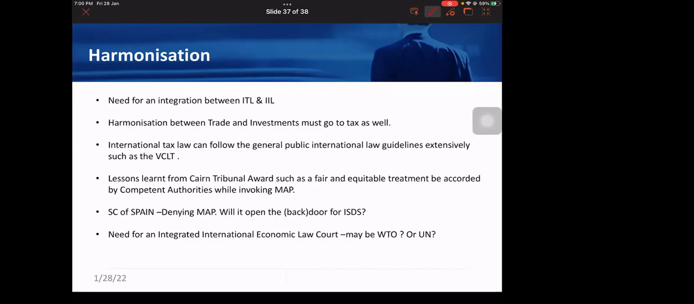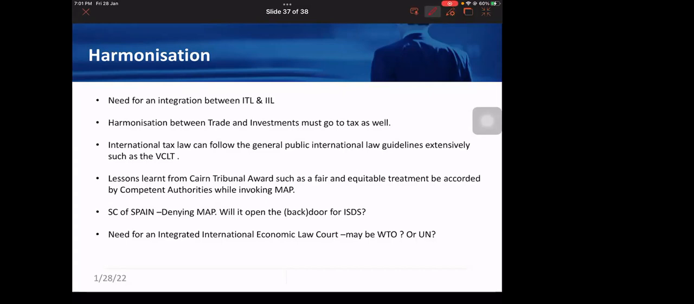It goes without saying, but it has to be specifically mentioned along with non-discrimination and MFN. Other issues we'll have is, recently we saw a Supreme Court judgment from Spain, which denied MAP in abuse cases. Now, this is going to be interesting because GAAR, abuse, these are all things where you can't have very clear standards, but at least there should be some standard to be brought in. More importantly, this will now open the back door for ISDS issues. So therefore, MAP needs to be further strengthened.